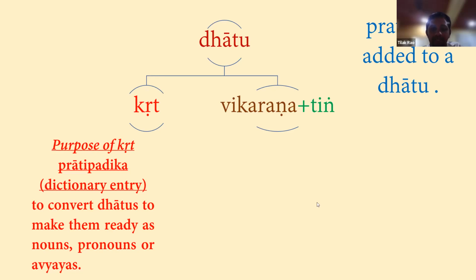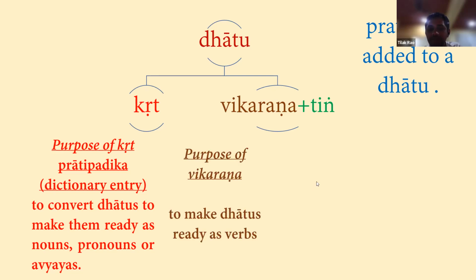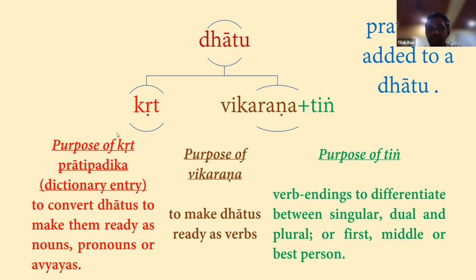There is another type of pratyaya called Vyakarana pratyaya, which is added in between dhatu and ting. By adding ting pratyaya, we get tingantas, or verb endings like likhati, pathati, gacchati. By adding krit pratyaya, we get forms like lekhanam, lekhaka, lekhana. Such pratipadikas we get by adding krit pratyaya.